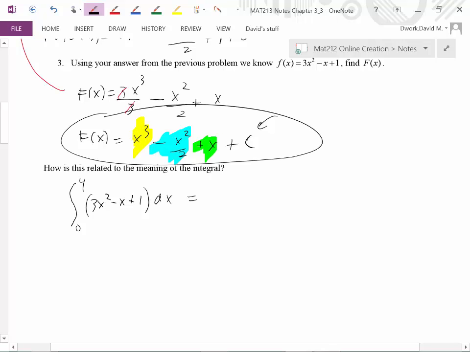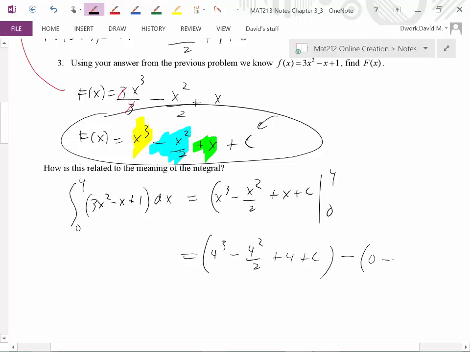Okay, so therefore, I'm going to take these values and sub them in. So the antiderivative would be x cubed minus x squared divided by 2 plus x plus c, evaluated from 0 to 4. Okay, so then I'm going to say this is 4 cubed minus 4 squared divided by 2 plus 4 plus c, minus 0 minus 0 plus 0 plus c.